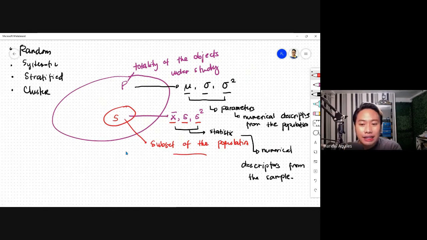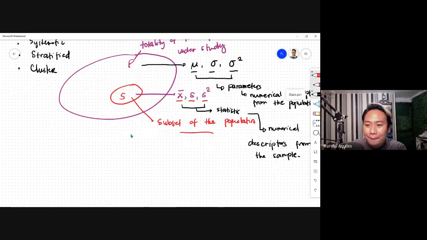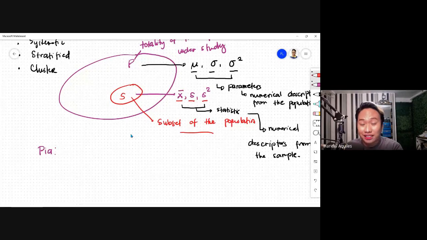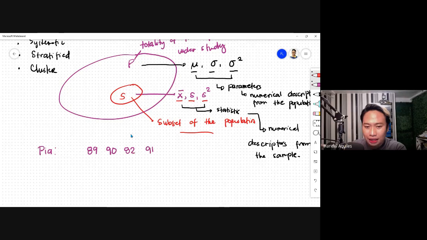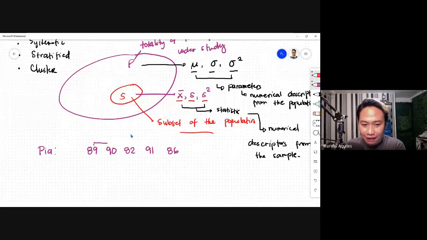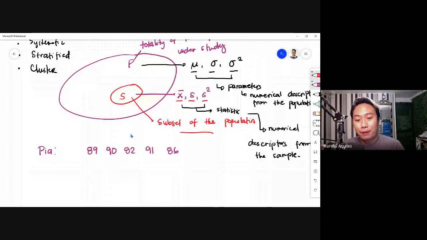Okay. Let's say, for example, Pia has 5 subjects that she takes this semester. And these are the following grades in her subjects: 89, 90, 82, 91, 86. So this is the population. This is all of them, the 5 subjects that she takes for the entire semester. That is her population.